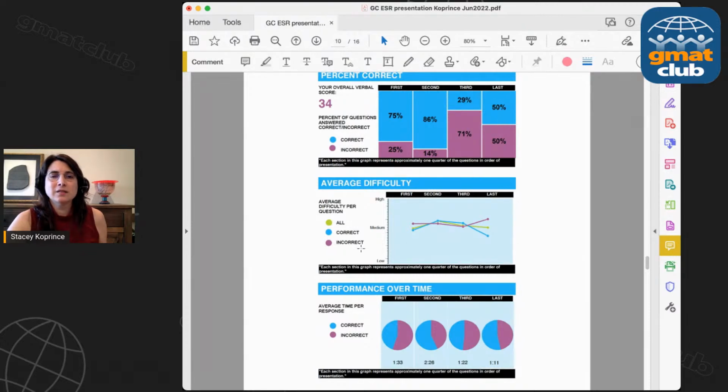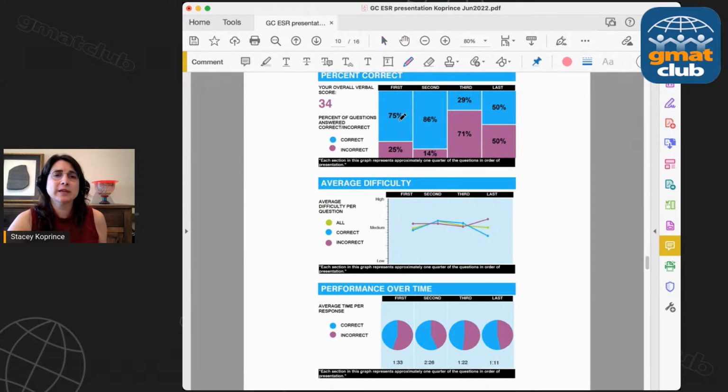The other thing that I want you to note on this one is, see this red line? It's dipping below the blue line. The red line represents incorrect and the blue line represents correct. So this person had an inversion in the second and third quadrants where they were actually missing easier questions compared to the ones that they were answering correctly. And the time that I see here is fast for quadrants first, third, and fourth, but then a little bit slower in quadrant two.